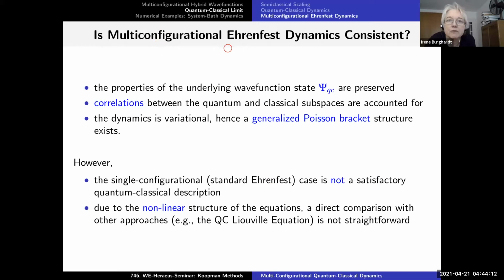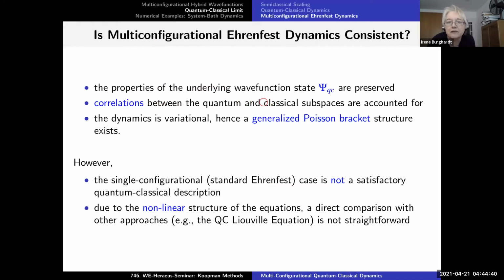So question, is this multi-configuration Ehrenfest dynamics consistent? So are the properties of the underlying wave function state preserved? In the end, we keep this wave packet picture. We don't go to a strict trajectory picture. We will say that these narrow coherent states are as far as we can go in terms of a consistent quantum classical approximation.